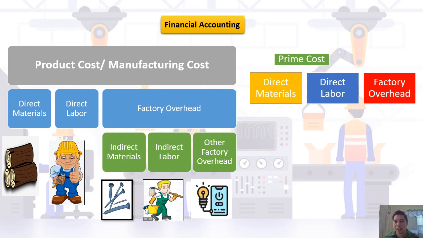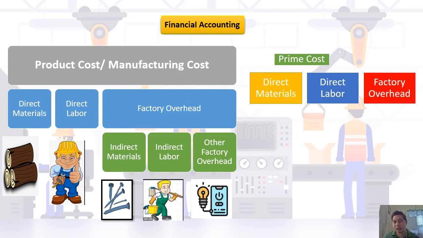Kasi alam naman natin, hindi tayo makakapag-produce ng product kapag walang direct materials at hindi rin mako-convert ang direct materials into finished product kapag walang direct labor. Kaya pag pinagsama natin si direct materials at si direct labor, ang tawag po natin doon ay prime cost.